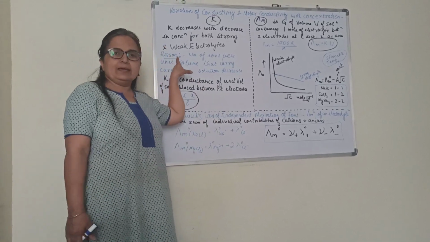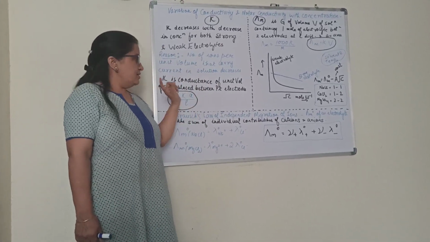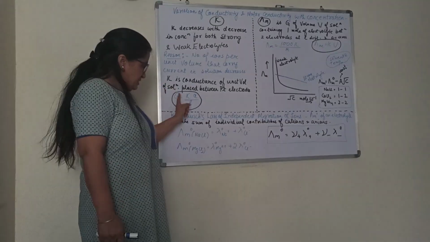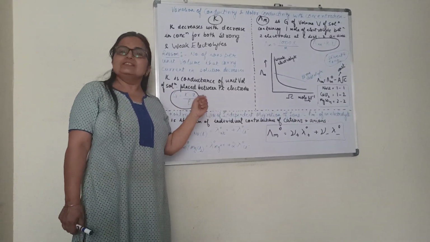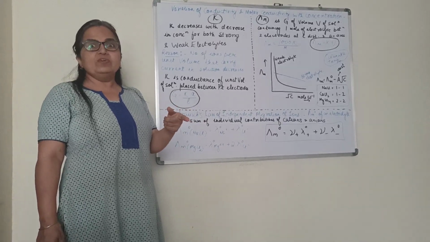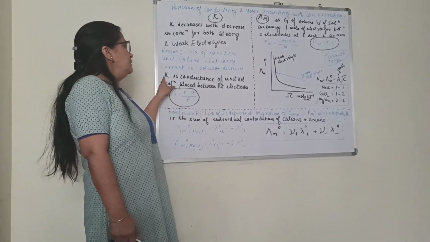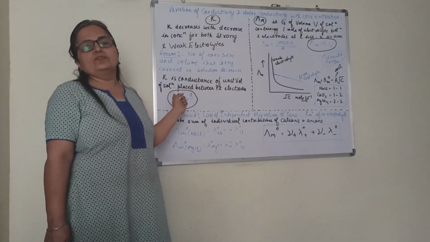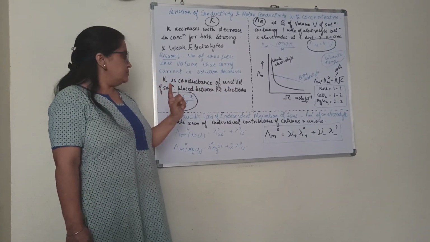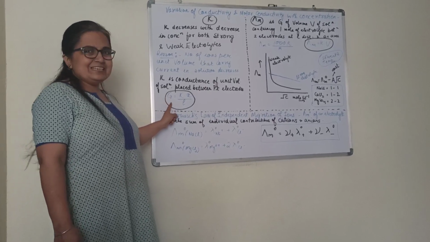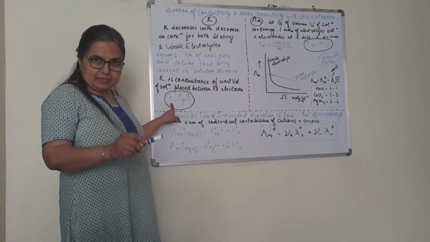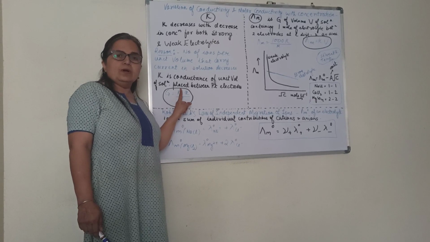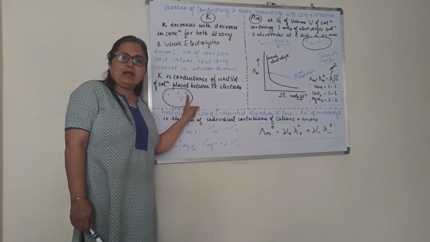So first I am taking kappa, that is specific conductance, also called conductivity. You remember we have done the definition of kappa. It is conductance of unit volume of the solution. That means the formula: if we are saying G, what was G? Conductance is equal to kappa into A by L.